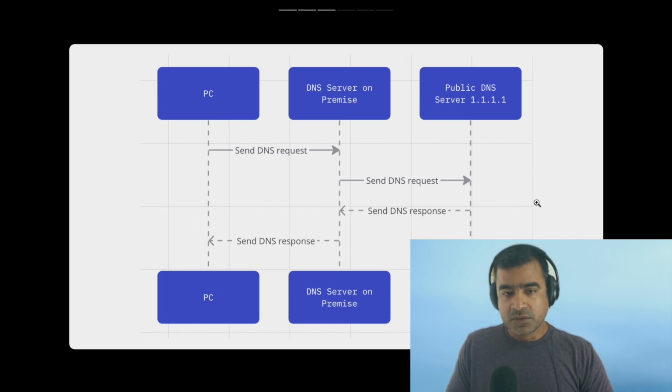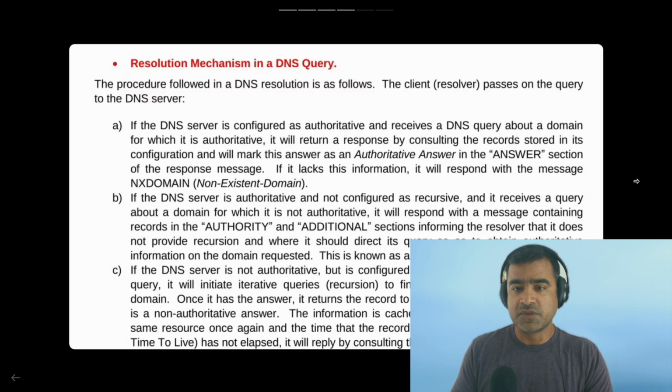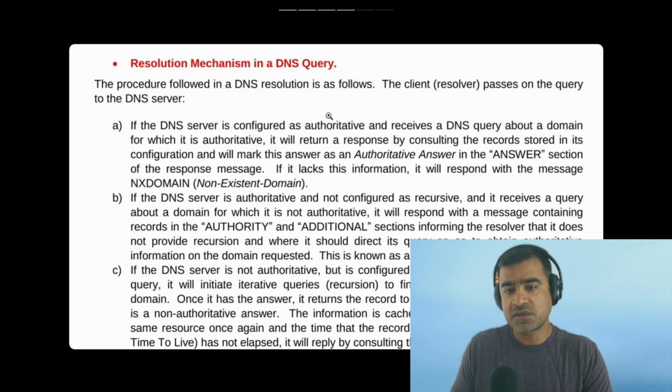All right, so what I want you to understand from this entire process is the role we assume during a DNS query. So here are the 3 bullet points. Please pay attention here. The first: the DNS server is configured as authoritative within the process and receives a DNS query about a domain for which it is authoritative.